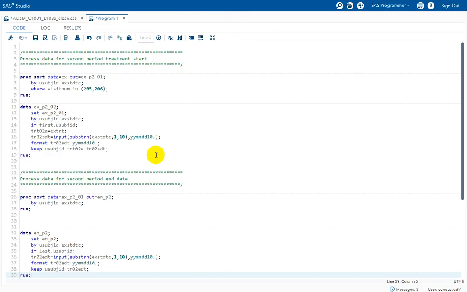So we have seen how to get the period 1 start date and period 1 end date in the last video. So here all we need is to subset the records, sort the records such that the last date appears on the last record within subject. This is second period treatment start date. So if we need start date, we need to use first.USUBJID, and then the EXTRT value on that earliest record is nothing but TRT02A. So we are assigning to it, and then we are extracting only the date component and then converting it into numeric.